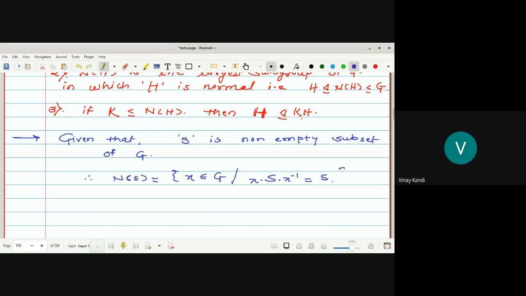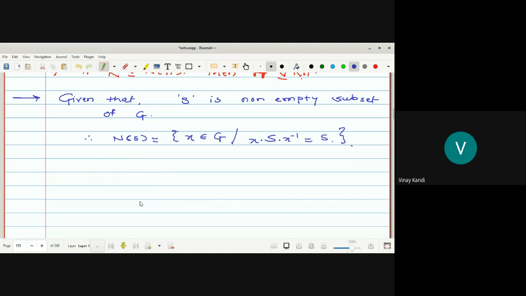That means x into small s is equal to small s into x for all small s belongs to capital S. That is, every element of this capital S must commute. Any doubt? The normalizer of a set is equal to the collection of those elements belonging to the group G such that x into S into x inverse is equal to capital S. Now here the normalizer of a set.